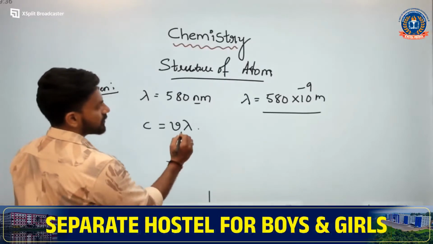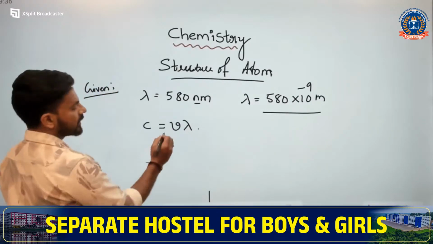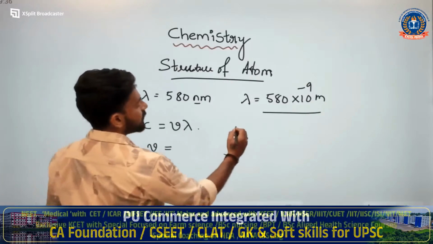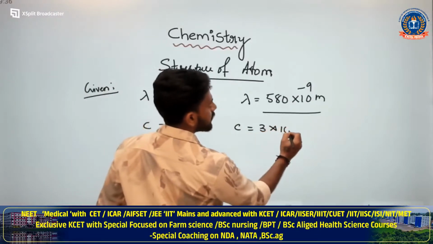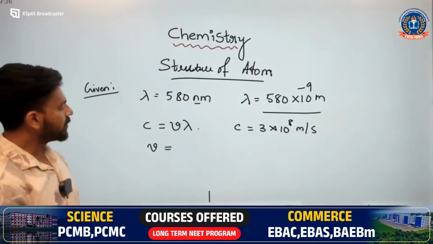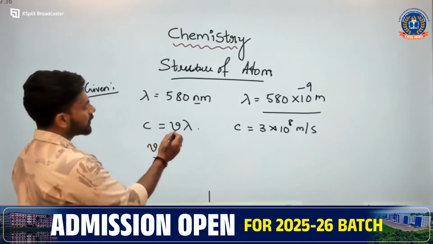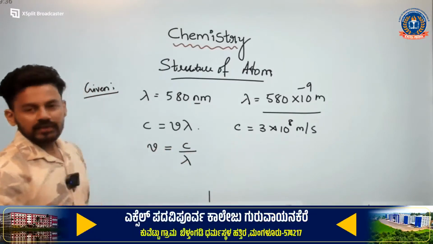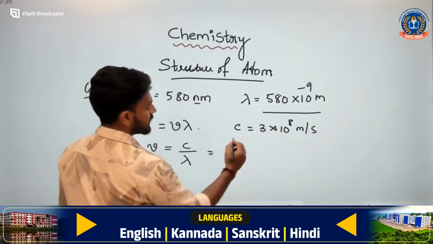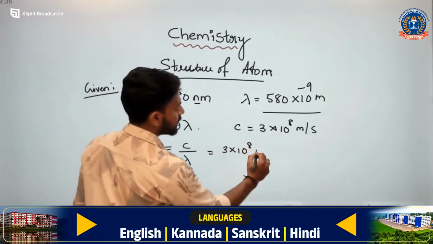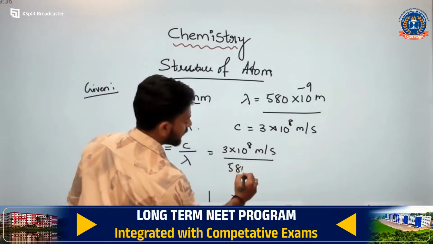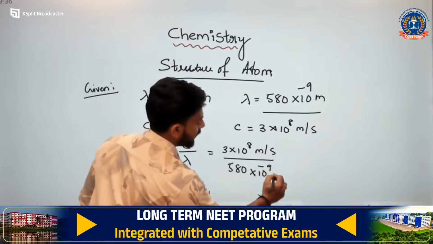Therefore, lambda is known and C is also known, so you can find out the frequency. What is frequency? Nu is equal to... the C value is 3 into 10 to the power 8 meter per second. Right? Therefore, how will you calculate the frequency? Nu is equal to C by lambda. Do you understand, students? So what is the C by lambda value? 3 into 10 to the power 8 meter per second divided by the given wavelength, 580 into 10 to the power minus 9 meter.